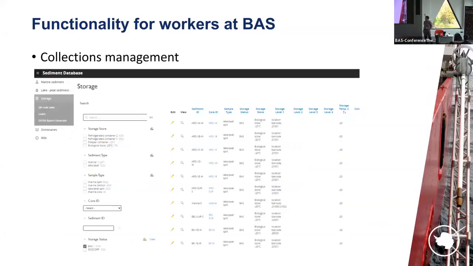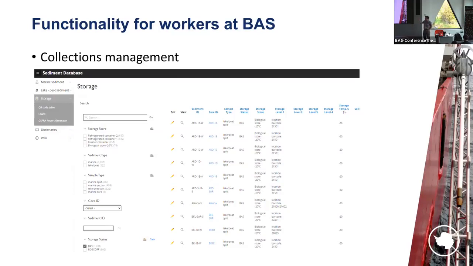The third and final thing is collections management. So cores in the collection have a collection status. It might be at BAS, it might be at another research institute, or it might be destroyed or lost. Only cores at BAS are exposed on the public data portal, to avoid people asking us about cores that we don't actually have, but it's useful for us in house, and for scientists in house, to have a record of everything that we've collected and what happened to it.